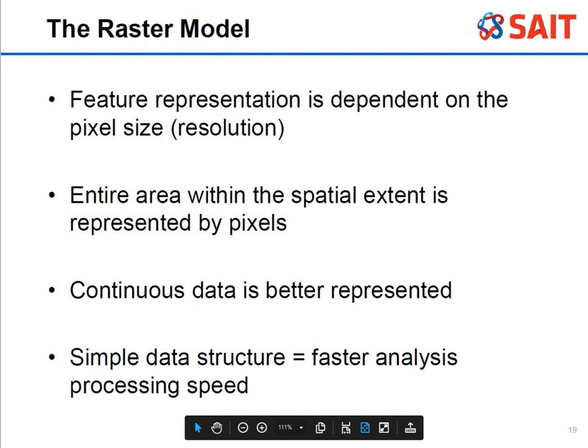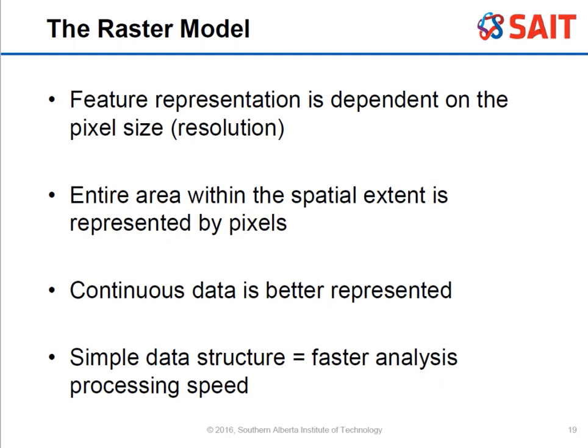So with that, the feature representation is very dependent on that pixel size. So this is known as spatial resolution, where if we want to show a tree, but we have a 30 meter by 30 meter pixel, which is the classic for Landsat data, which is a satellite, then I'm not really going to see the tree. I'm going to see maybe a group of trees that are in there, but I won't see an individual tree. So the feature representation is very, very dependent on that.